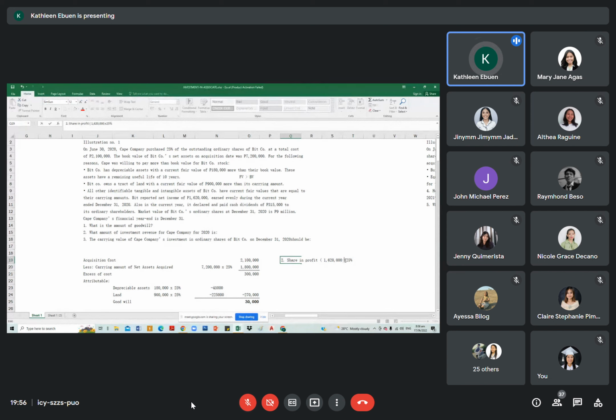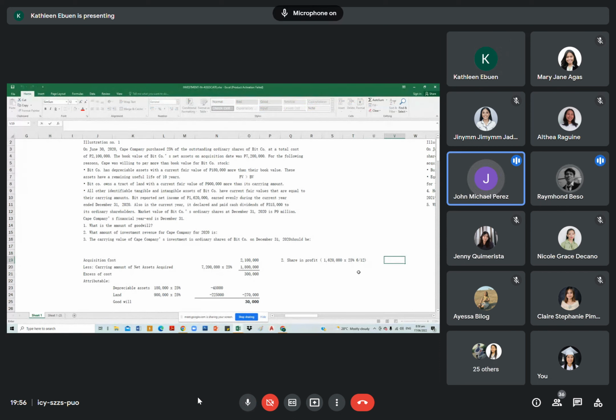Tapos class, kailan ba tayo bumili ng asset ni Bit Company? Bumili lang tayo ng June 30. So therefore class, i-multiply pa natin to sa 6/12. Kasi itong 1.620 million ay income ni investee for the whole year. So, kailangan pa nating i-multiply to 6/12. Magkano to? 202,500 po. Okay.